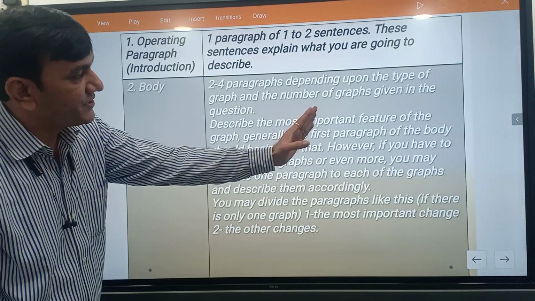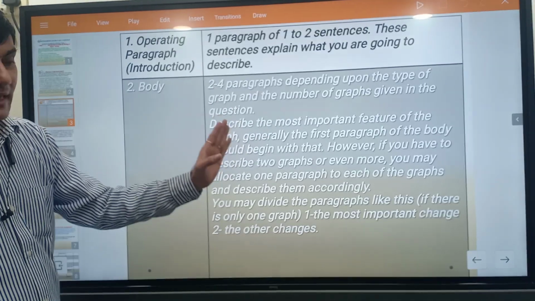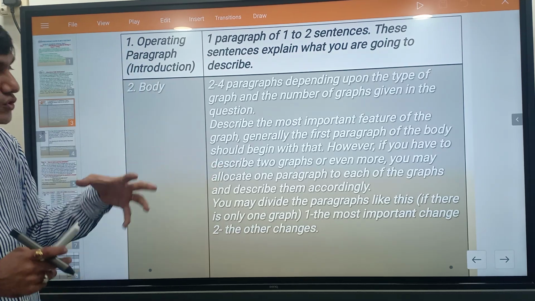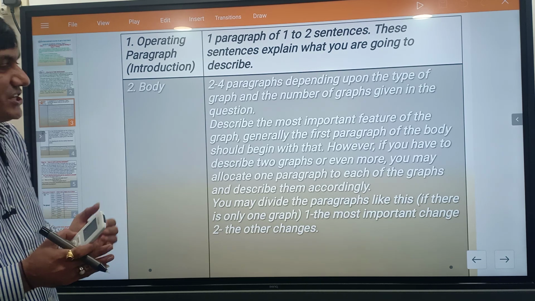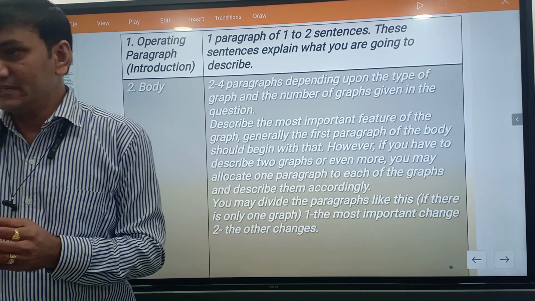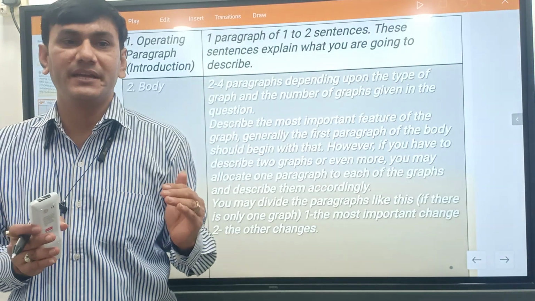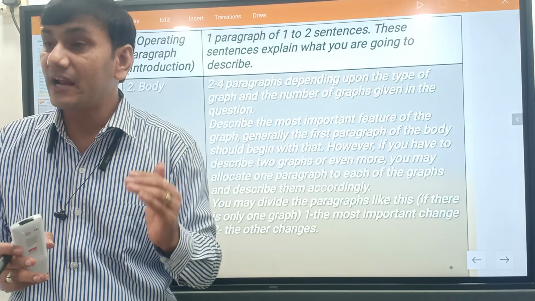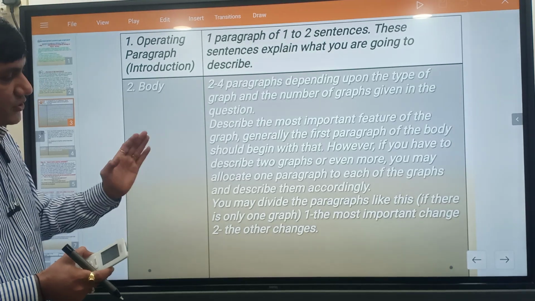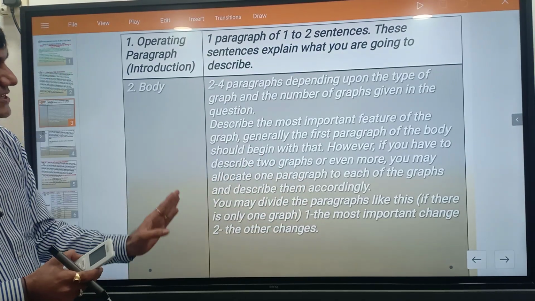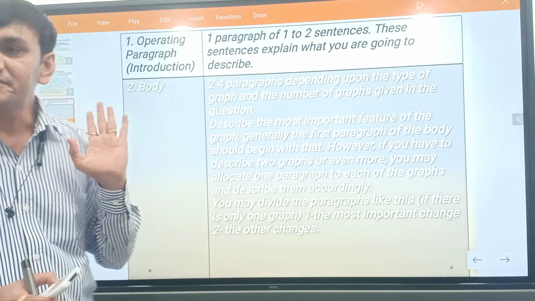Describe the most important features of the graph. Generally, the first paragraph of the body should begin with that. However, if you have to describe 2 graphs or even more graphs, allocate 1 paragraph to each of the graphs and describe them accordingly. Suppose you are given 2 or 3 different graphs, then you can describe each separately in a separate paragraph. But in one paragraph, you have to compare those different graphs. Then you may divide the paragraphs this way. If there is only one graph, then most important change and the other changes.